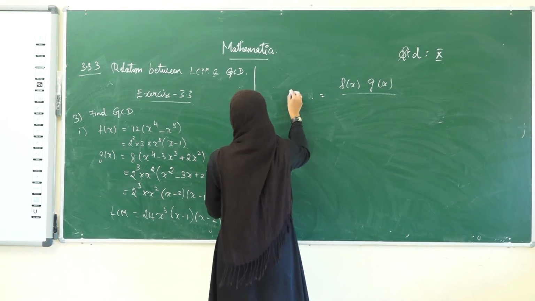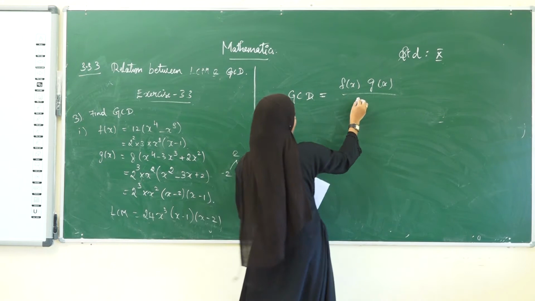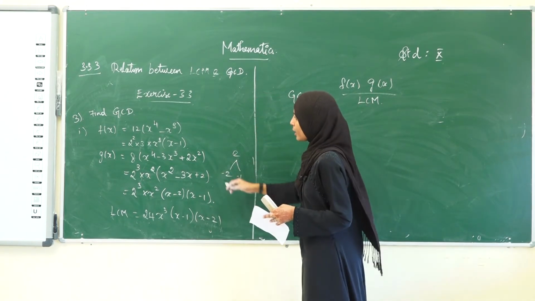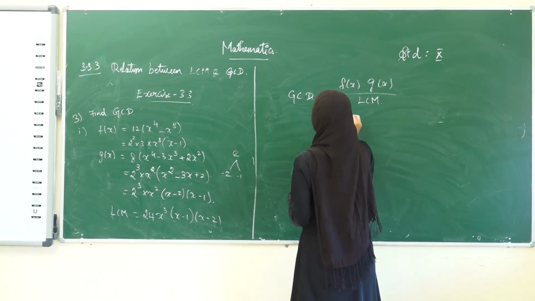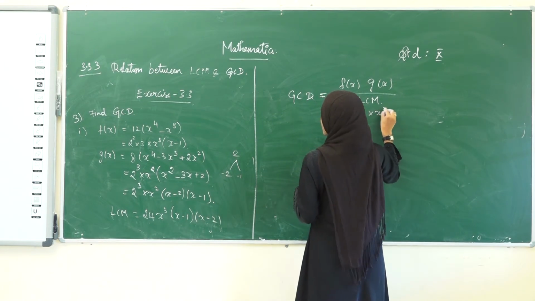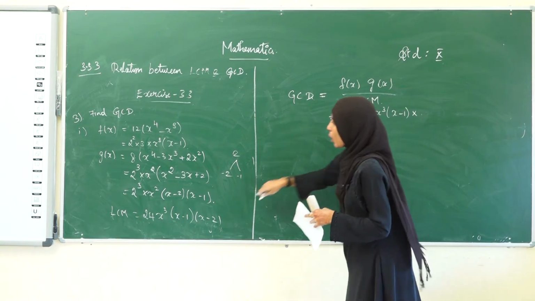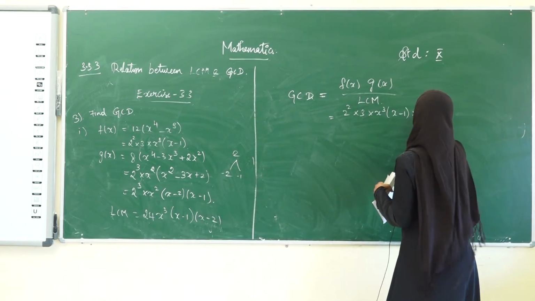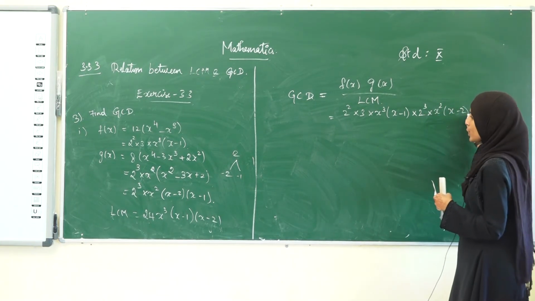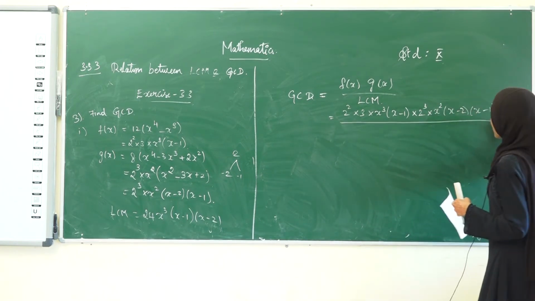What's the formula? We are going to find GCD. Therefore, GCD is equal to f of x into g of x divided by LCM. We know all these three values. What's the value of f of x? How can we write this? Write it as 2 square into 3 into x cube into x minus 1, and g of x is here: 2 cube into x square into x minus 2 into x minus 1, the whole divided by LCM.